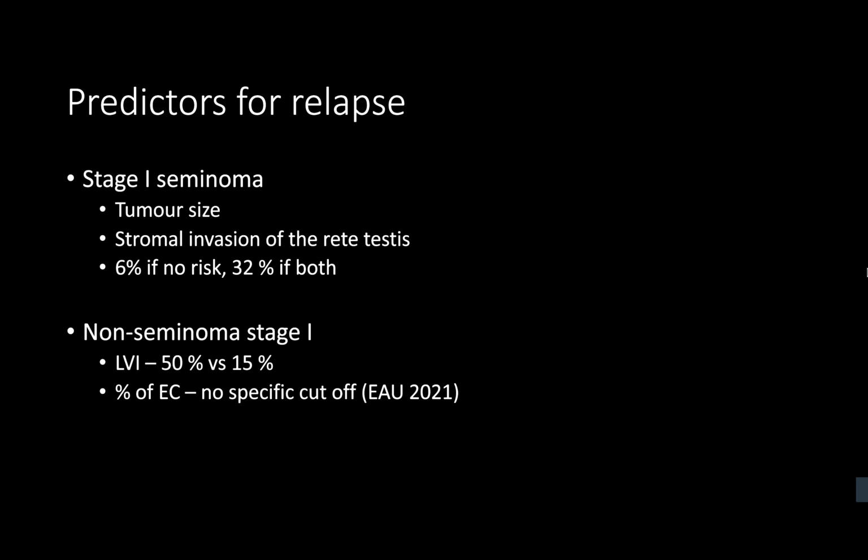So why that question? What's the importance of rete testis involvement? Because we know that the risk of relapse or subclinical metastasis in the retroperitoneal lymph nodes, generally in patients with stage 1 seminoma, is 15 to 20%. However, if there is a specific risk factor, which is mainly tumor size more than 4 centimeters or rete testis involvement, then the risk can increase. Usually it is 16% if there is only one risk factor, and increases up to 32% if we have the two risk factors together. What if no risk factors are involved?